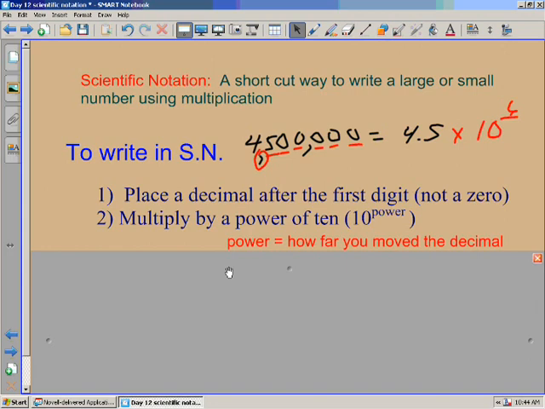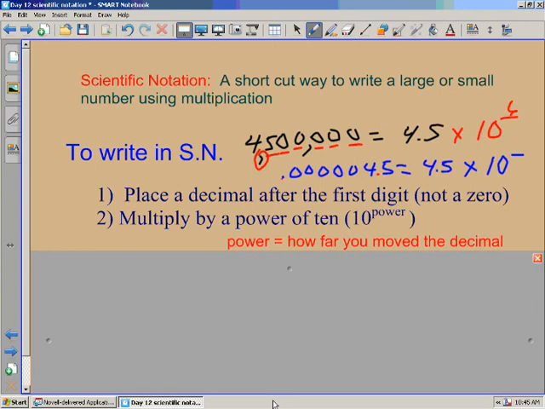Now, we do have to be careful because if I had this problem right here as opposed to 0.0000045, this is a very small number. Now putting this in scientific notation, we still go through that same process. I wish the decimal was right after the first number that's not a 0. So I wish it was just 4.5. And again, we have to show the reader how far we moved it by multiplying it by 10 to a power. And we simply count those decimal places to determine how far the power was.